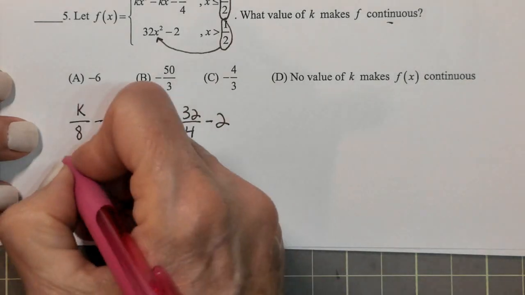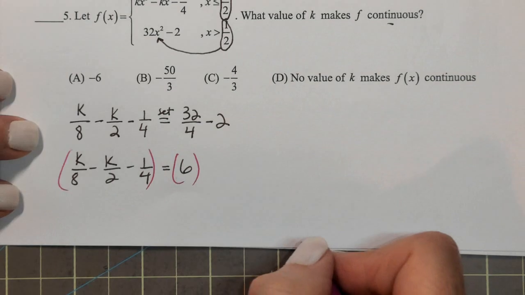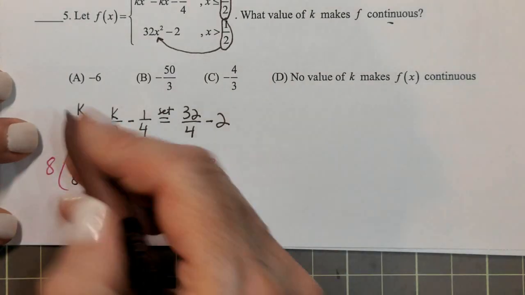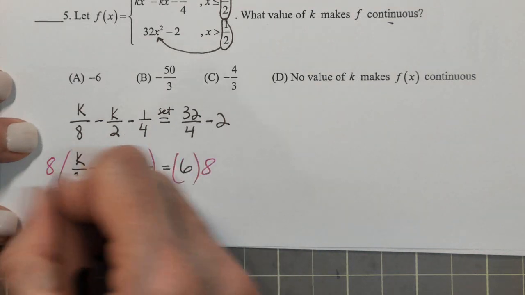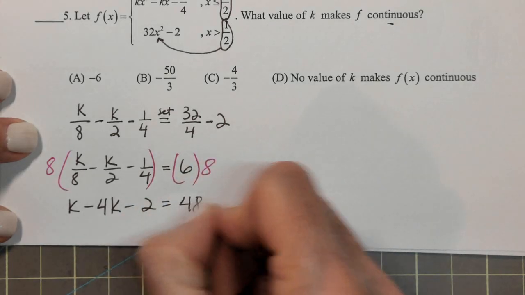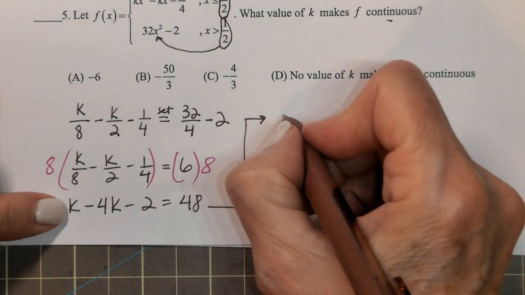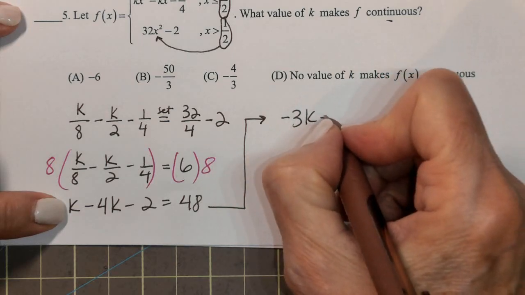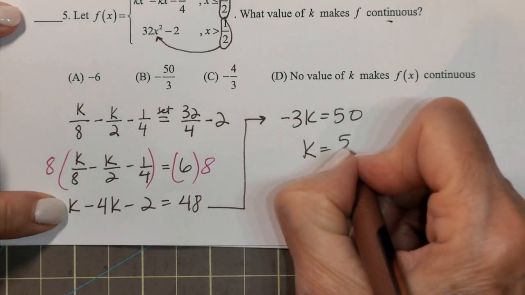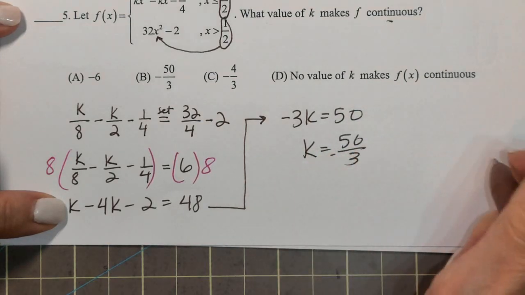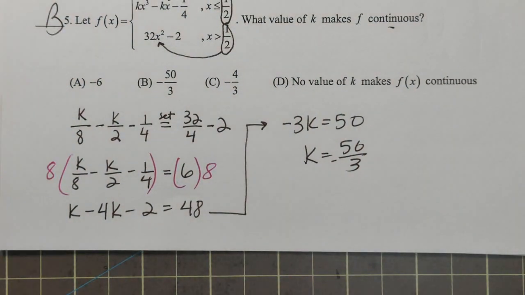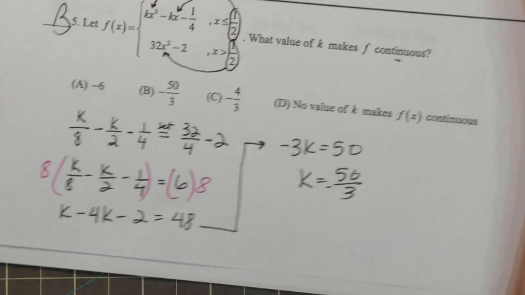Now I am going to multiply both sides by something to get rid of all my little denominators. If I multiply both sides by an 8, it'll work. So I'm going to have k minus 4k minus 2 is equal to 48. This is negative 3k is equal to 50. So k is negative 50 over 3. B. Okay.